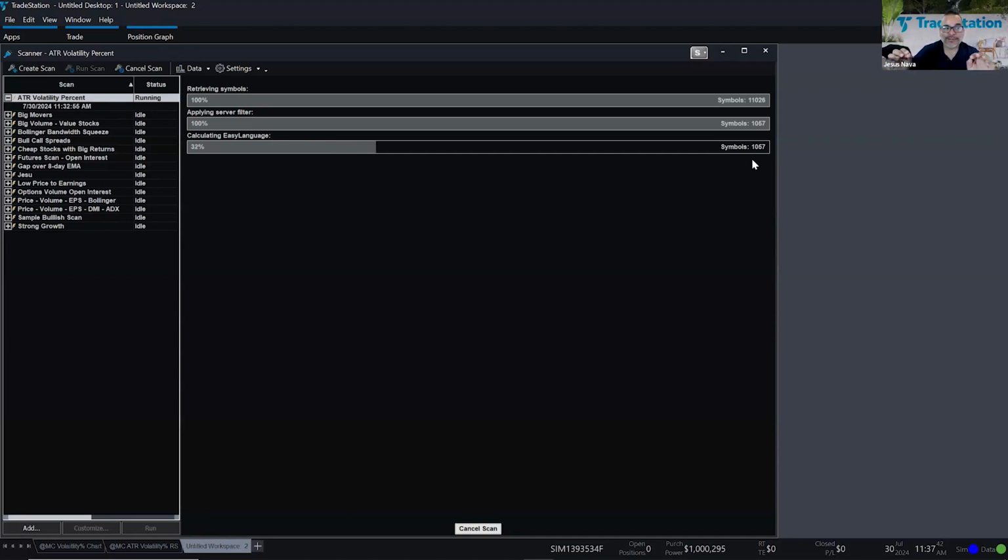But when you do any custom EasyLanguage scans, like I'm doing here on that ATR volatility percent, that runs on your computer. So it downloads historical data onto your computer and runs the calculations on your computer. So it's going to take a little bit longer. Keep that in mind when you build your scans, because it's going to have a great impact on the speed at which they complete. So already we are at 50%. Let's wait and see what are the top. I think I left it at the top 100 symbols, and that's exactly what it's going to return to me.